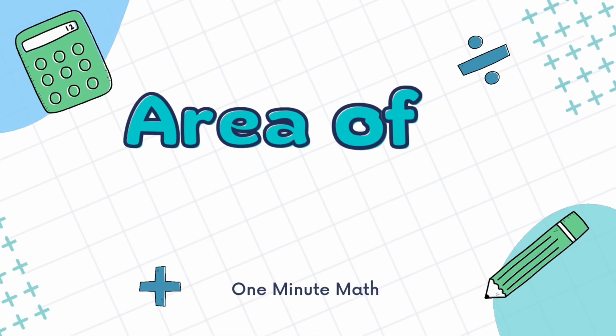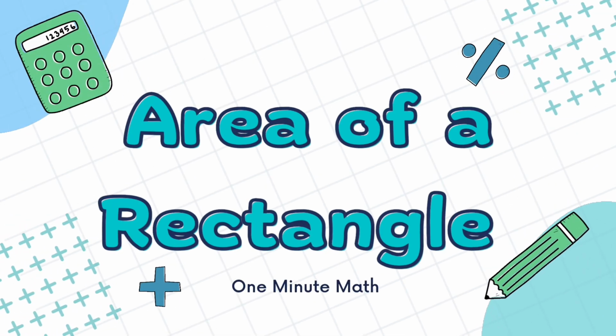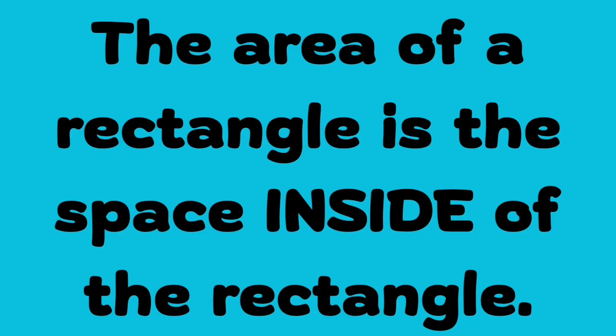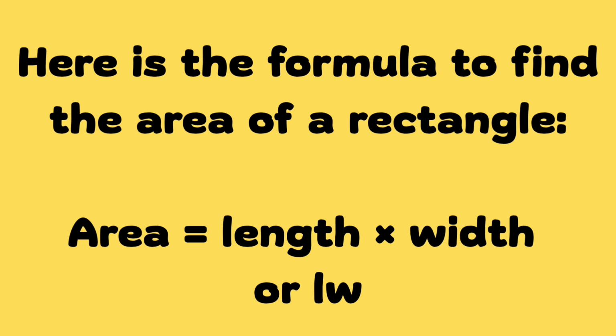Today we're talking about how to find the area of a rectangle. The area of a rectangle is the space inside of the rectangle. Here is the formula to find the area of a rectangle. All you do is multiply length times width. Sometimes it'll be abbreviated LW.